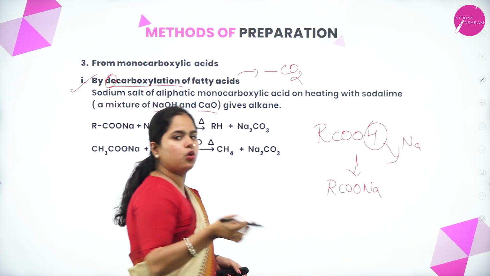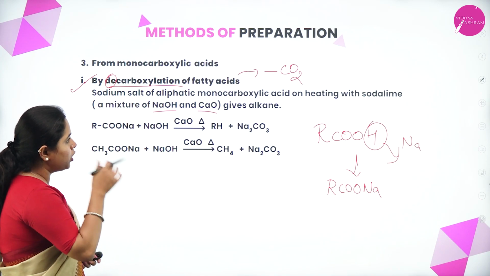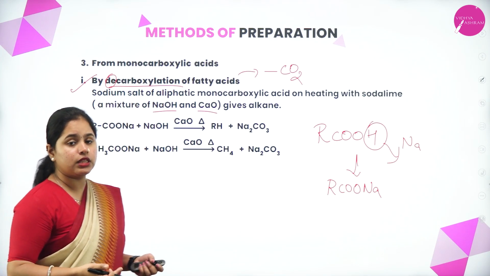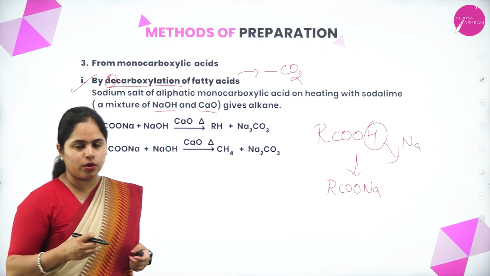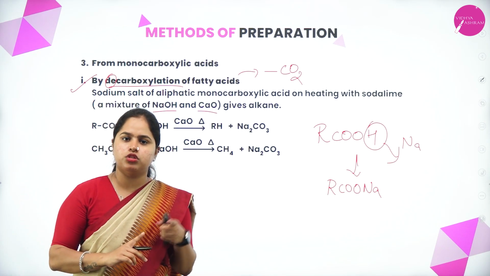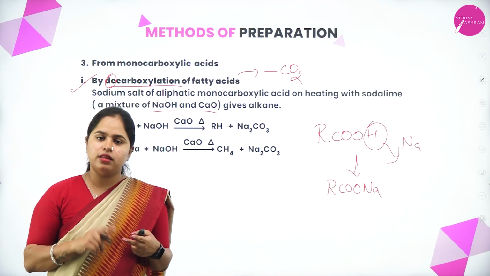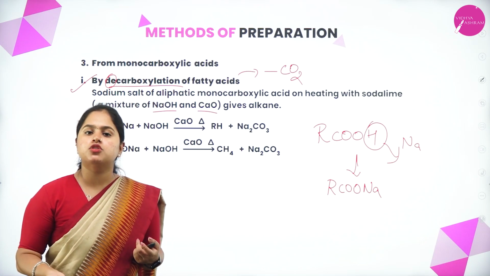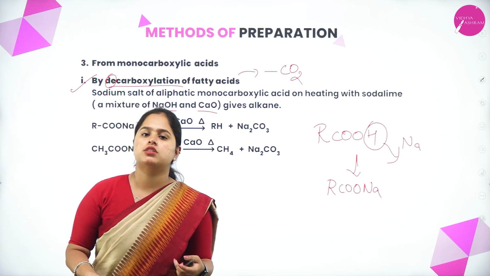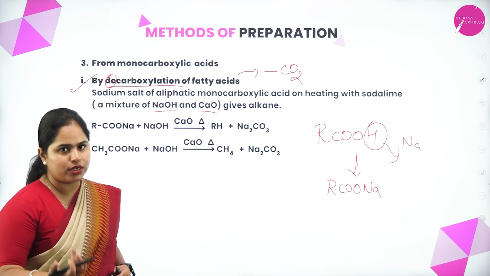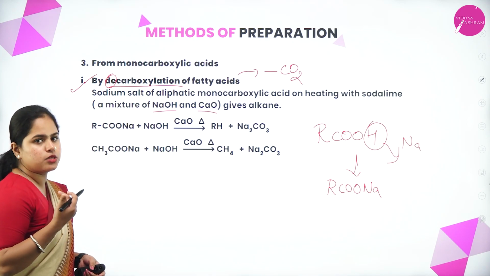So this is called the sodium salt of carboxylic acid. Now we are going to heat it with soda lime. That is also important, which is the reagent used in the decarboxylation reaction. So what is soda lime? It is a mixture of sodium hydroxide and calcium oxide, and we have to heat it. Okay, so we will get the corresponding alkane.